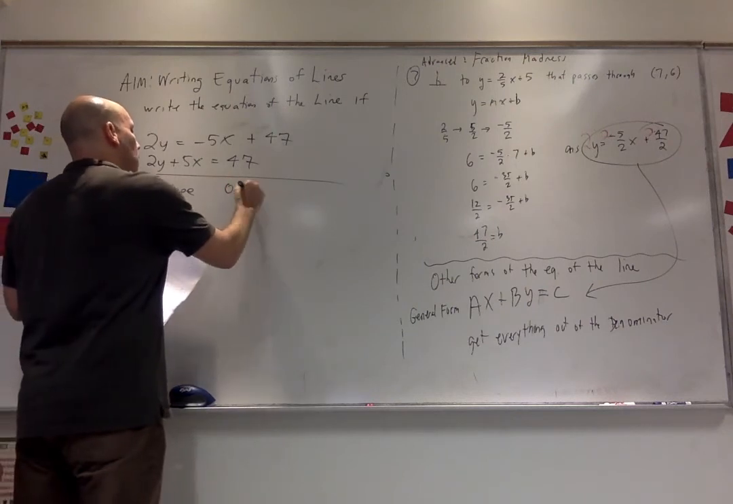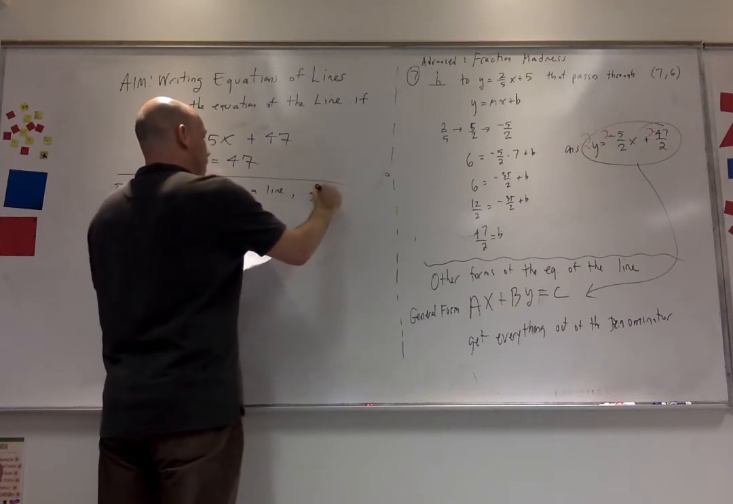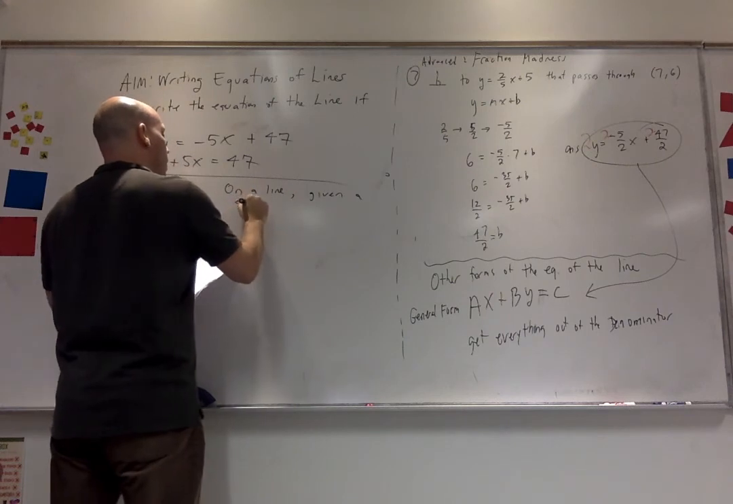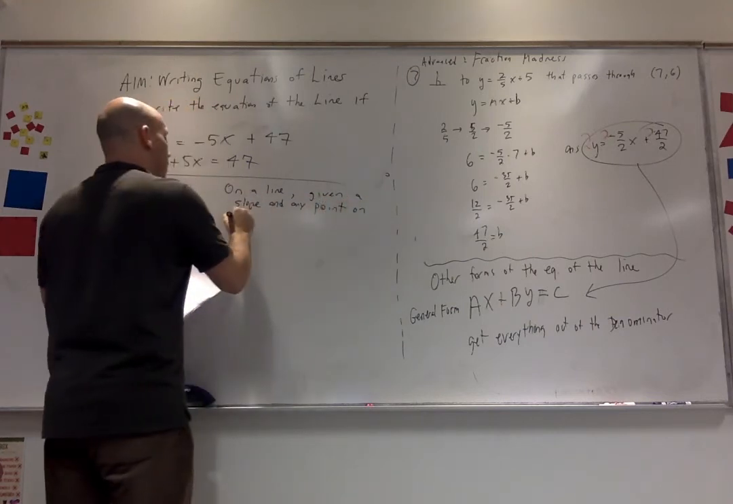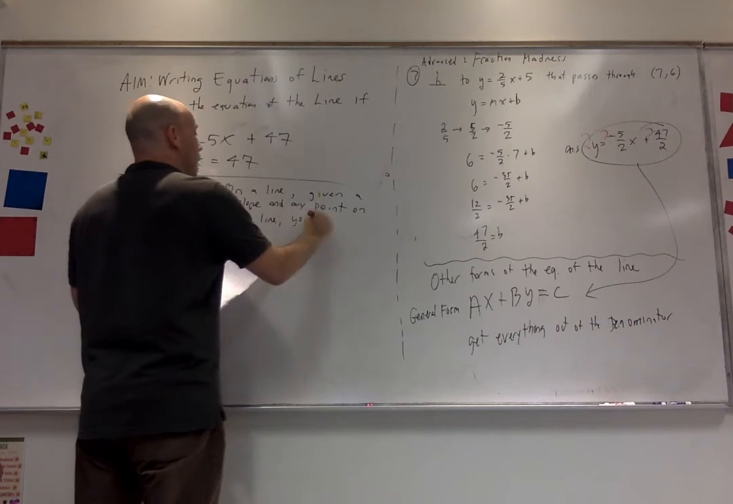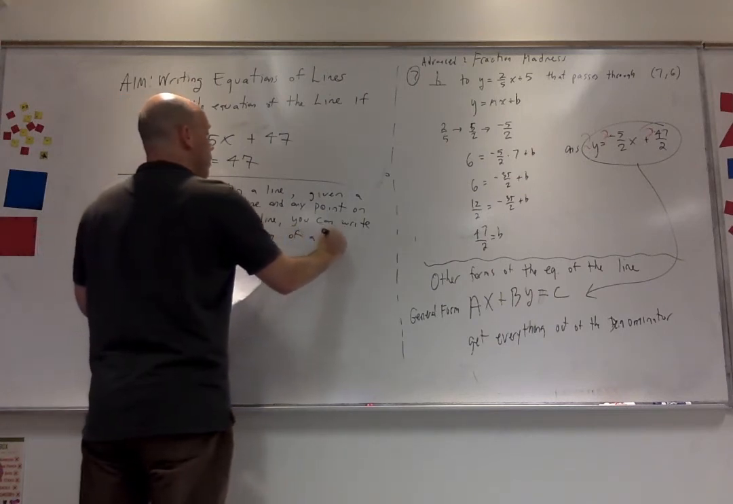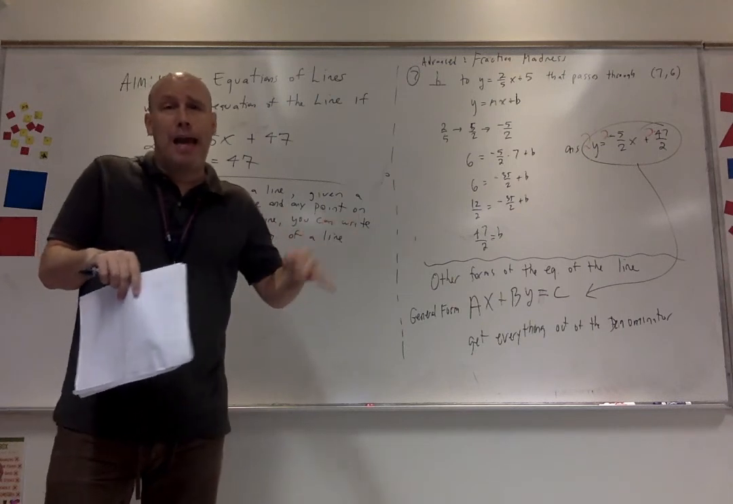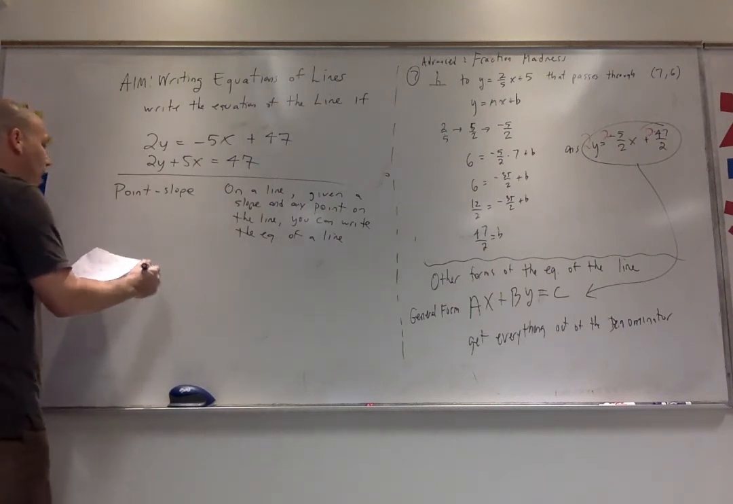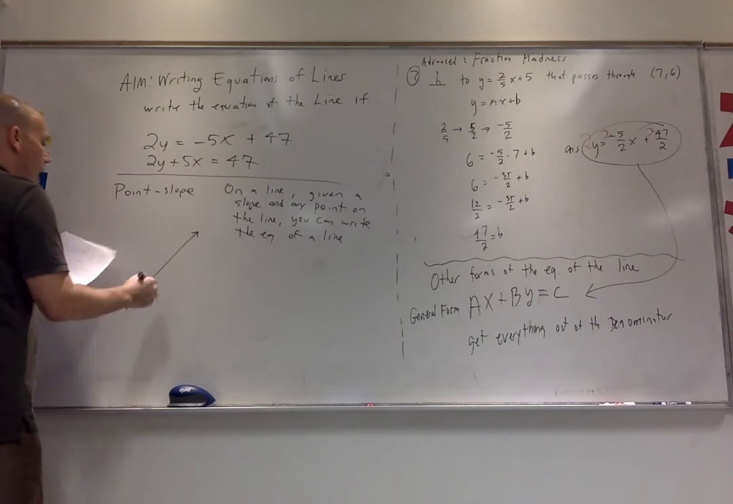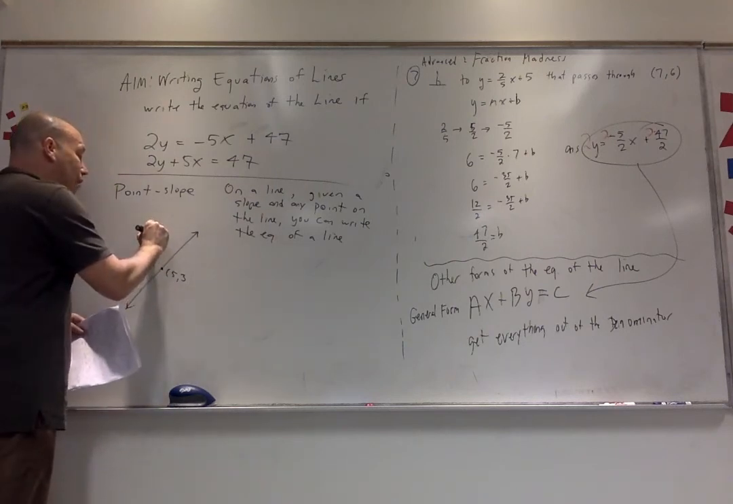So on a line, given a slope and any point on the line, you can write the equation of a line. Once again, I don't have to manipulate it and get back to the y-intercept. So let's take a look at this example. Let's say I tell you there's a line, and the point (5, 3) is on the line. And I'm telling you that this line has a slope of 2.